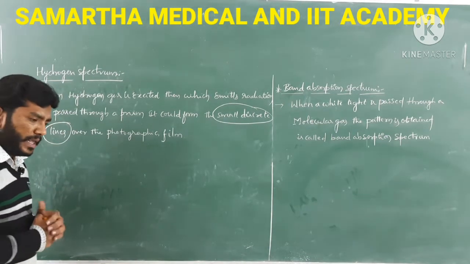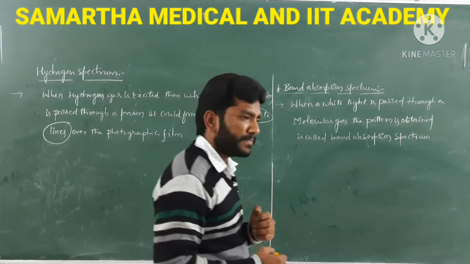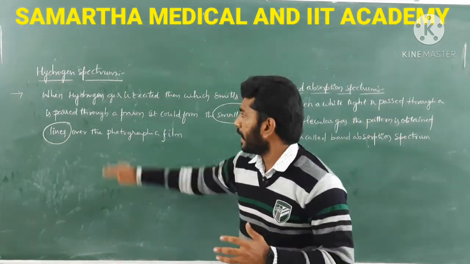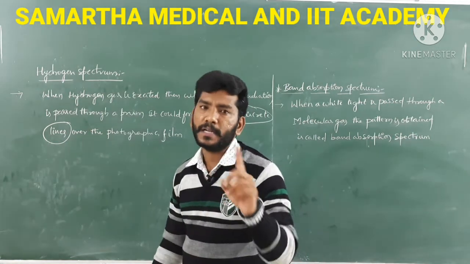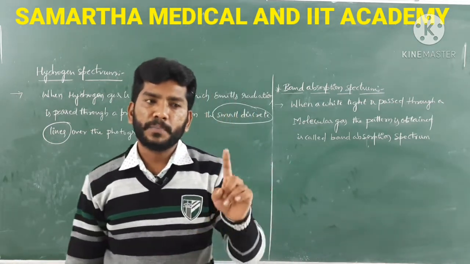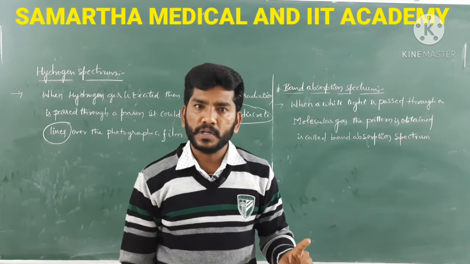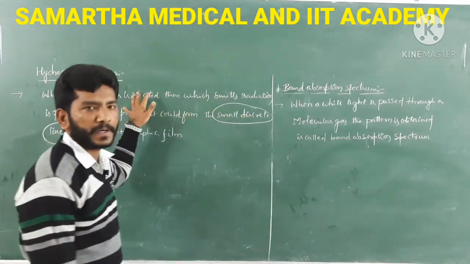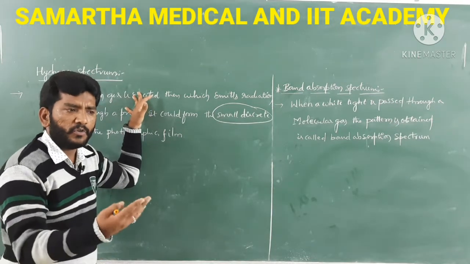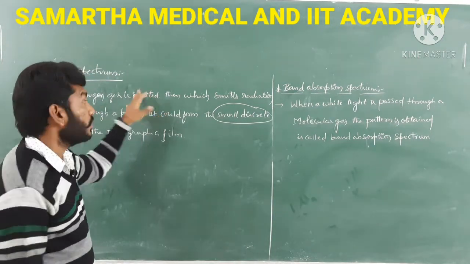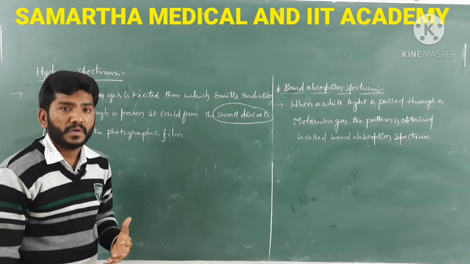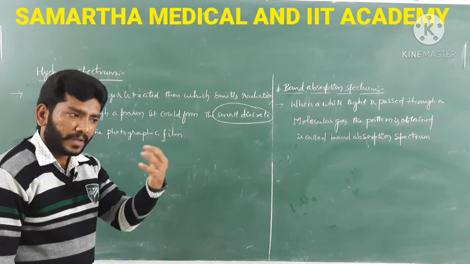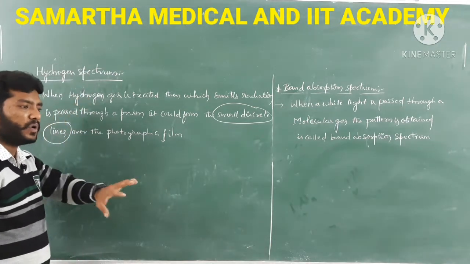If you want to explain the hydrogen spectrum, we require a certain model. Based on that model, it is possible to give an explanation for the hydrogen spectrum. Then what will be that model for the hydrogen atom, the one that makes it very easy to understand?